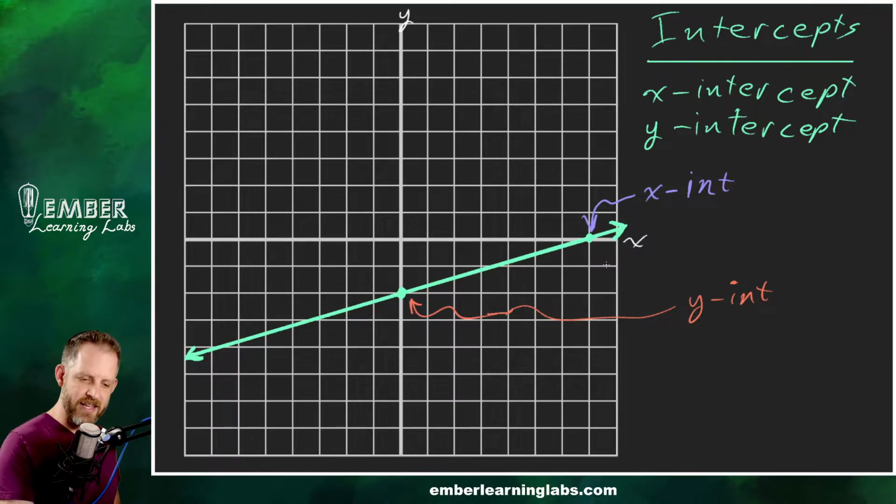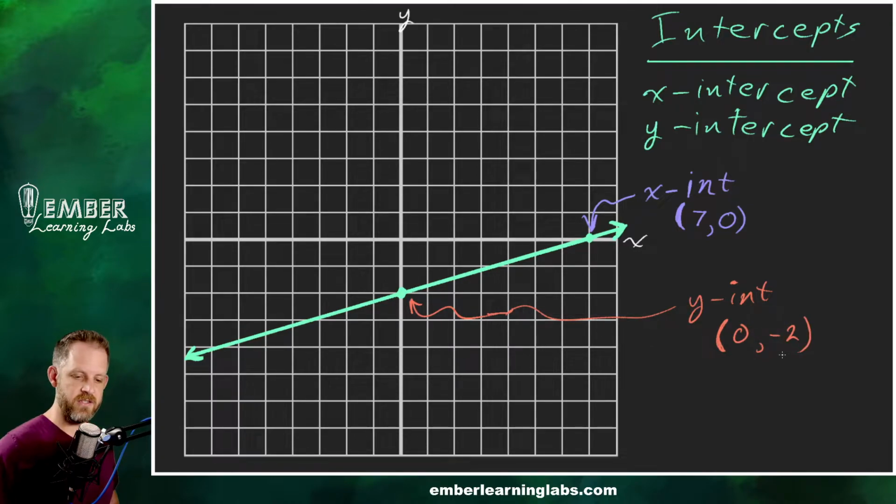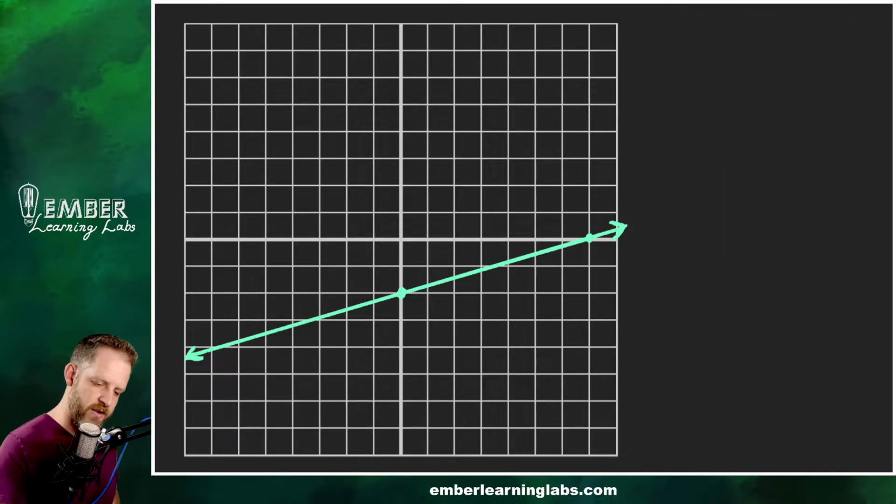So what is the x-intercept of this graph? It is the point 1, 2, 3, 4, 5, 6, 7, the point (7, 0). Because remember, points go x, y, so 7 on the x, 0 on the y. All right, so what is the y-intercept? Well, it's the point (0, -2) in this case. Easy peasy, lemon squeezy. Let's look at one more example just to be sure that we understand what's going on.